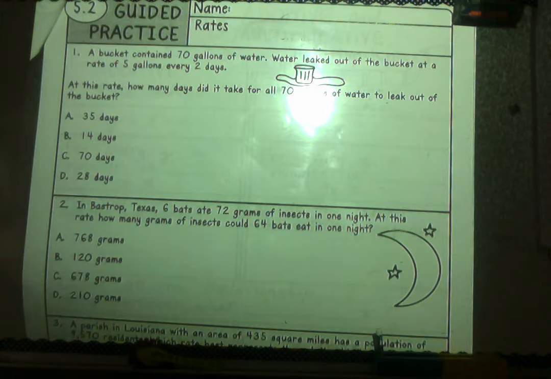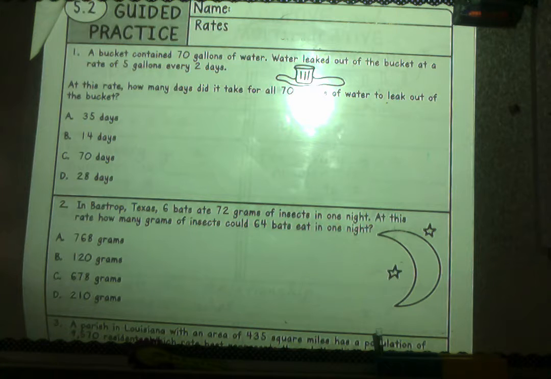Okay, so let's move on to guided practice. Go ahead and read the problem to yourself. So a bucket contains 70 gallons of water. Water leaked out of the bucket at a rate of 5 gallons per 2 days. At this rate, how many days did it take for all 70 gallons to leak out of the bucket?